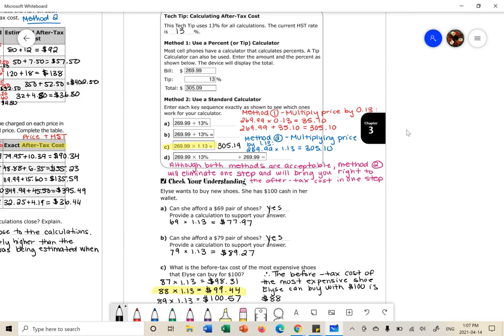The last page you're going to complete independently. It's another skills practice question at the top, and then check your understanding at the bottom. You may pause the video now and double check your answers with mine, or you may reference the answer key that's posted online. If you have any questions, please message me.